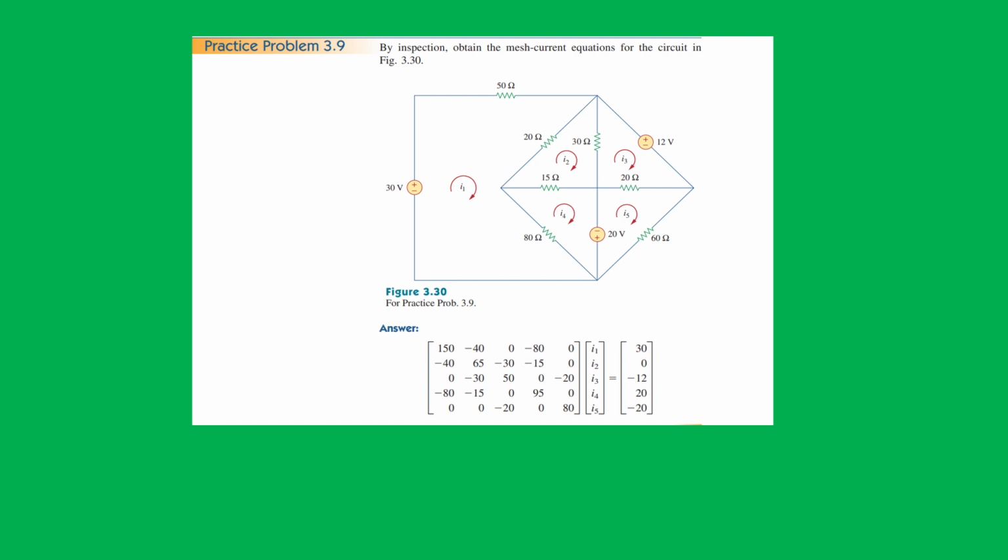So, by inspection, obtain the mesh current equations for the circuit given in figure 3.30. This is the problem given. So, we are going to solve this. That is, we are going to obtain the mesh current equations for the circuit. Okay, the answer is also given. Let's check the answer back once we solve the problem.